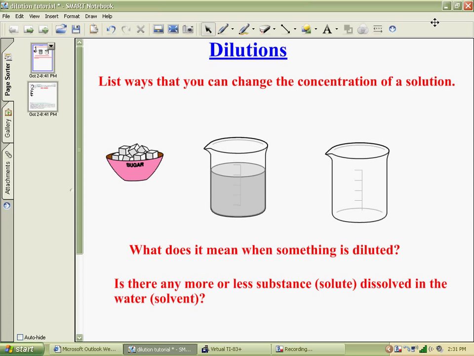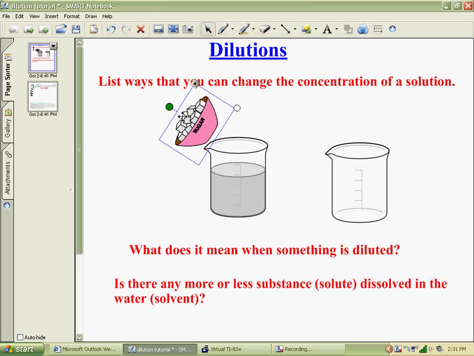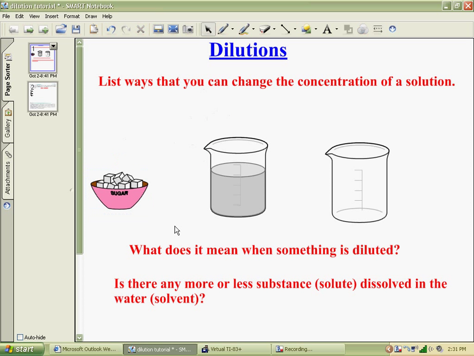Dilutions first deal with solutions. Solutions are when you'd have something like sugar and maybe you take that and dissolve it in a little bit of water. It's kind of cheesy, sorry. But so you've got a solution in here that would be sugar mixed with water, and that solution is dissolved in there. And the idea behind a dilution is when you're going to change that concentration.